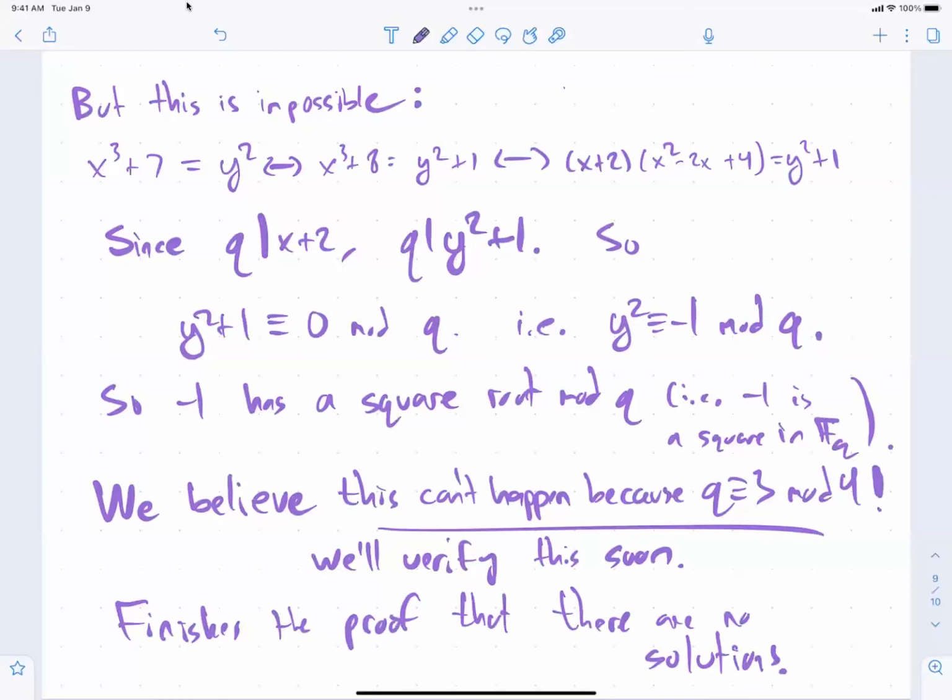Okay, so once we see that fact is really true, not just an observation that seems like it's true, we'll have finished this proof that there are no solutions to y squared equals x cubed plus 7. In other words, there are no squares that are 7 more than a cube.